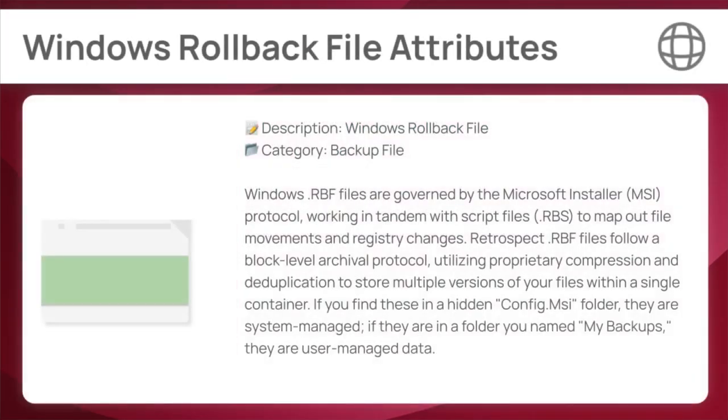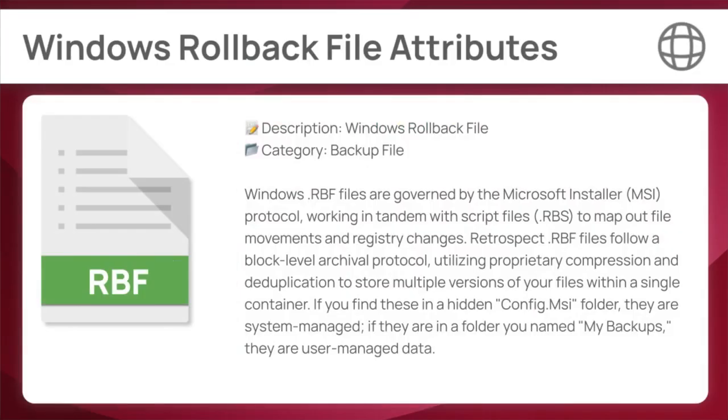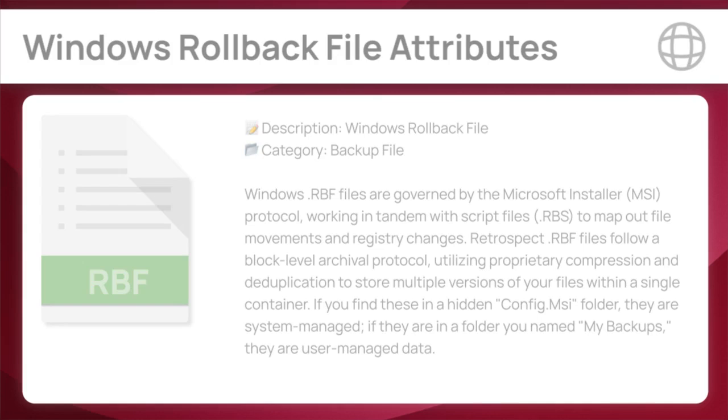Windows RBF files are governed by the Microsoft Installer MSI protocol, working in tandem with RBS script files to map out file movements and registry changes. Retrospect RBF files follow a block-level archival protocol utilizing proprietary compression and deduplication to store multiple versions of your files within a single container. If you find these in a hidden Config.Msi folder, they are system managed. If they are in a folder you named My Backups, they are user-managed data.